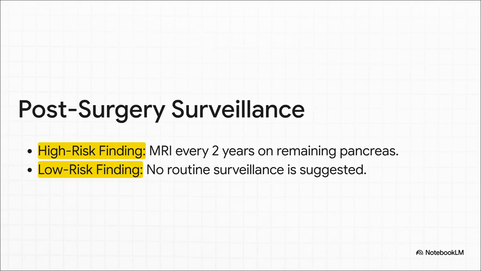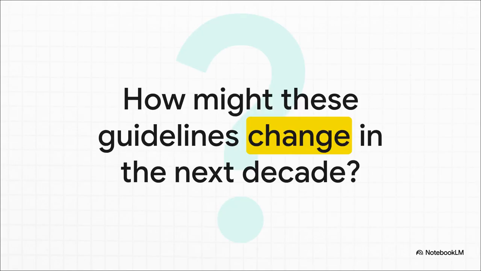And what about after surgery? Well, whether or not they need more follow-up is all about the final pathology reports. If they found high-grade dysplasia or actual cancer, you need to keep an eye on the rest of the pancreas with MRIs. But if the cyst was benign, no more routine surveillance is needed. They're done.